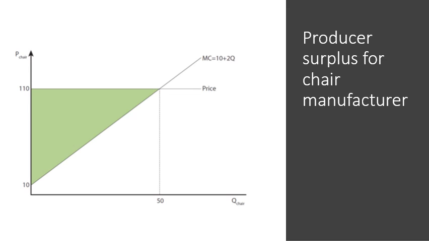The producer surplus for the chair manufacturer is everywhere under the demand, or the price, down to the marginal cost curve, or the area shaded here in green.